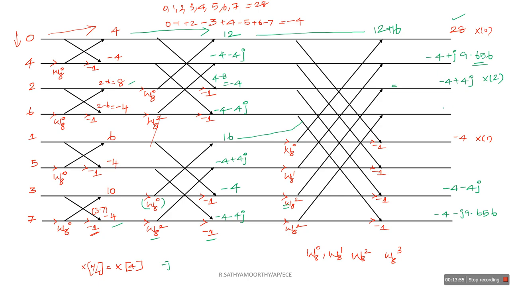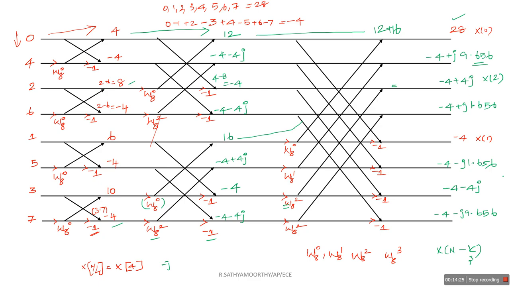And then this value x of 3 is minus 4 plus j 1.656. Since x of 3, then x of n minus k. What is x of n minus k? N is 8, so k value is 3. We will get x of 5. So this complex conjugate is minus 4 minus j 1.656. Okay. So the calculation of FFT is very easy.